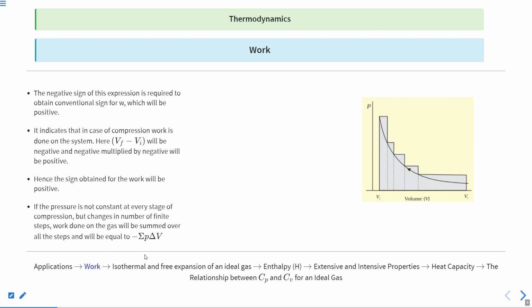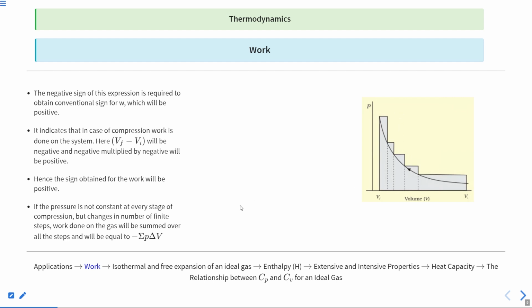So if the pressure is not constant and at each and every stage it is changing, then we use this formula. So this is the change that I was talking about. Suppose we are not moving from V initial to V final in one shot. We are not just applying pressure in one shot and moving. What are we doing? We are doing it stepwise. Suppose I have done it in these six steps.